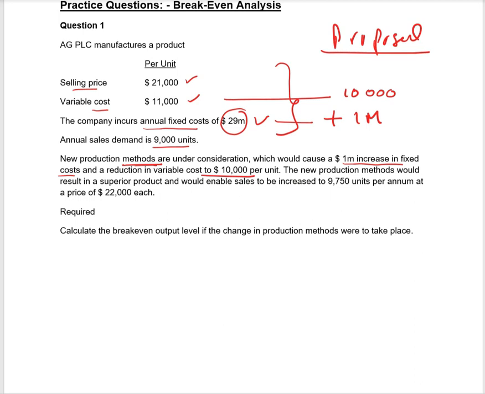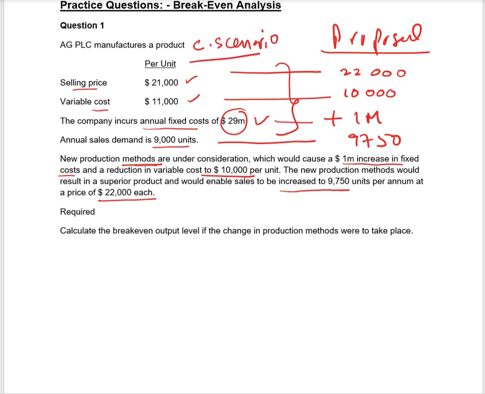The new production methods would result in a superior product and would enable sales to be increased to 9,750. So your annual sales demand will increase to 9,750 units per annum because of the superior product, at a price of 22,000 each. So you can sell this superior product at 22,000. This is the current scenario, and this is the proposed scenario.